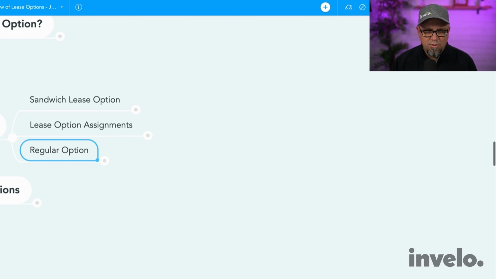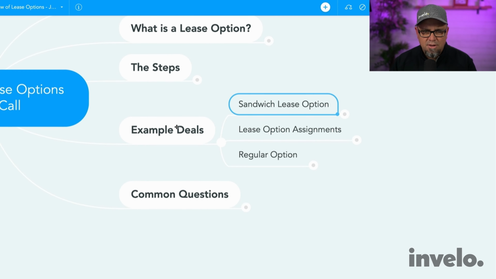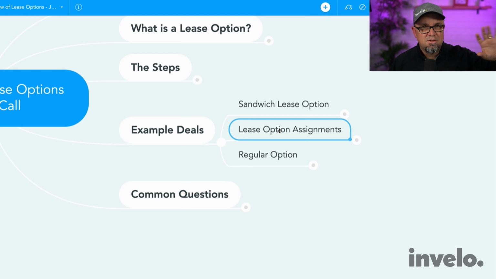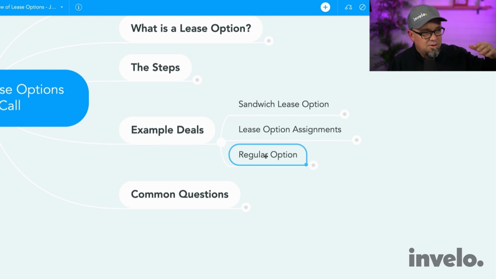So I know I went through that really, really fast, but these are 3 different types of option deals. A sandwich lease option where you stay in the middle, a lease option assignment where you just sell your lease option away and you don't stay in the middle, or a regular option, where you just get it under an option to buy for 90 days and you sell that option away to somebody else.